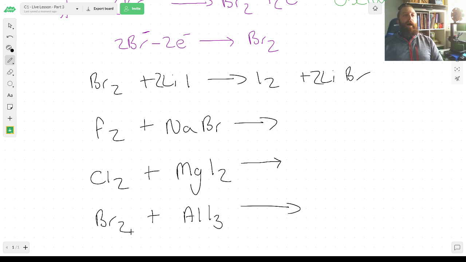Okay, I'm going to leave them there as a bit of an exercise, and I'll email this. I'll obviously drop this onto Google Classroom. Have a go at, if you want to test yourself and see what your understanding is, have a go at those ones. Work out what the products are, balance it, and then have a go at doing the half equations.